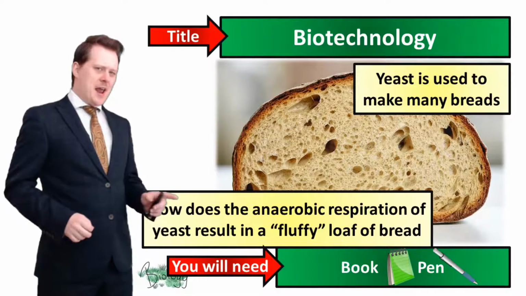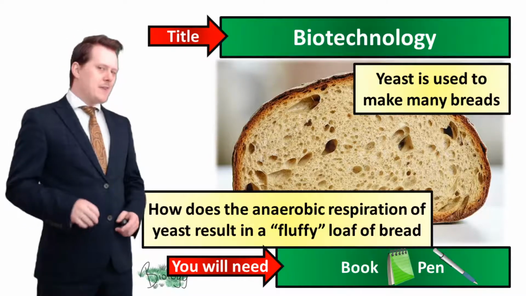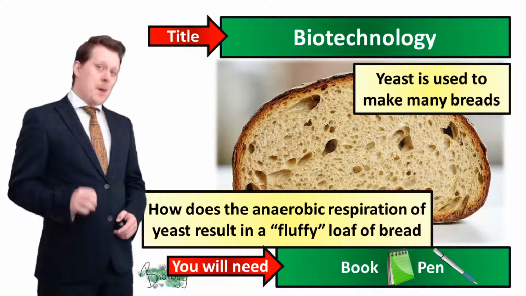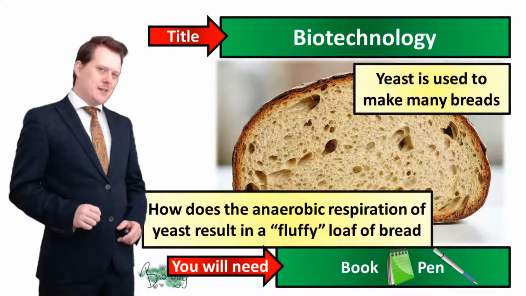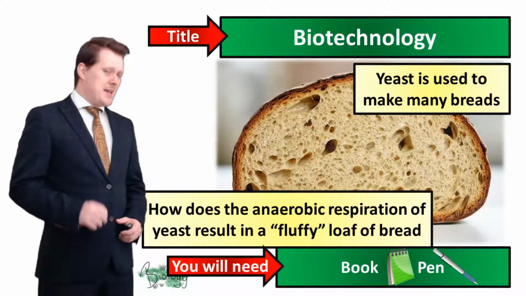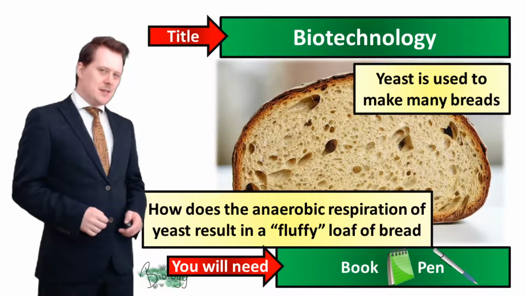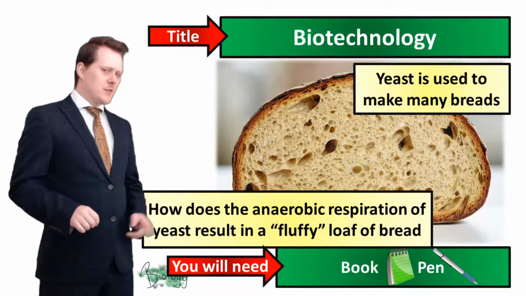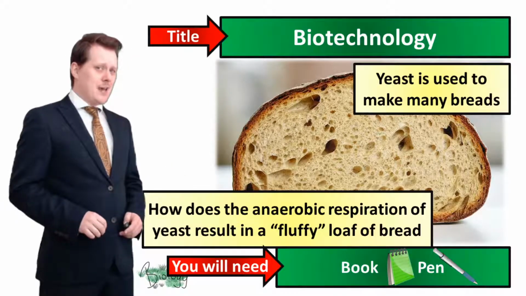Have you related your anaerobic respiration to this fluffy loaf of bread? Anaerobic respiration in yeast produces ethanol and carbon dioxide. The reason why there's so many air bubbles in this loaf of bread is because of the carbon dioxide produced by the yeast. There's also another reason why this loaf of bread is so fluffy, and we're going to look at that a little later in the lesson.